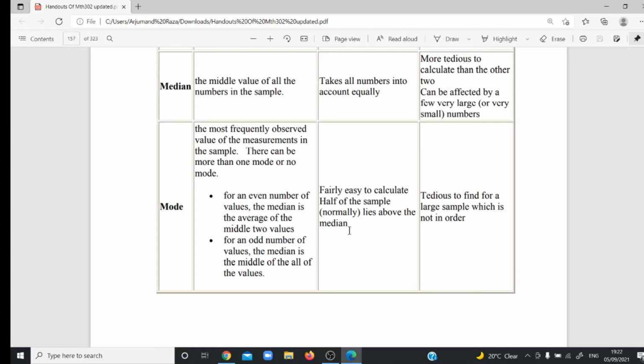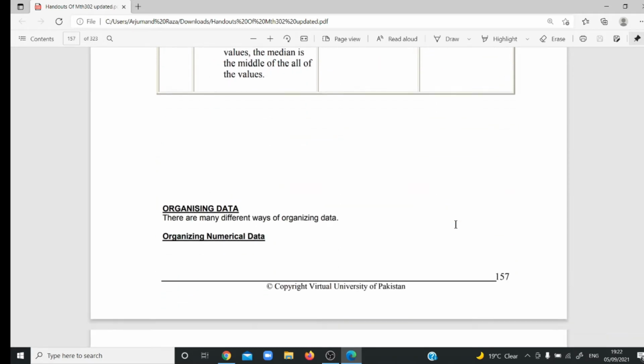Half of the sample normally lies above the median. The median is the middle, so above the median means more than the median, and the number that occurs most often, we call the mode. On the disadvantage side, it is tedious to find for a large sample which is not in order. If the numbers are not in order, it will be very difficult for us to find the mode.